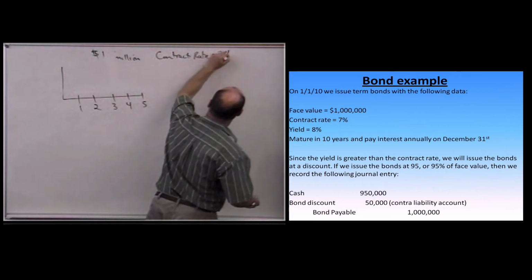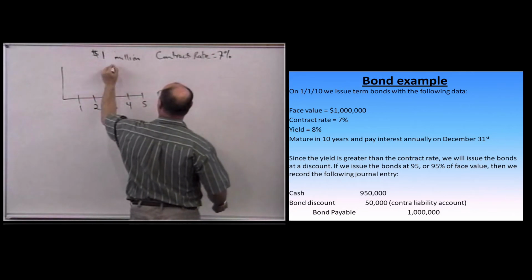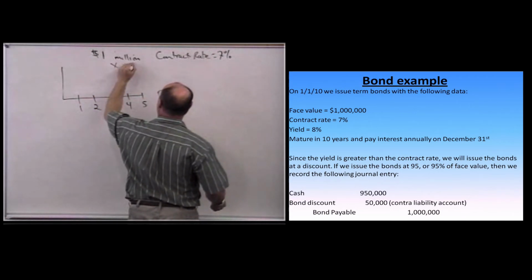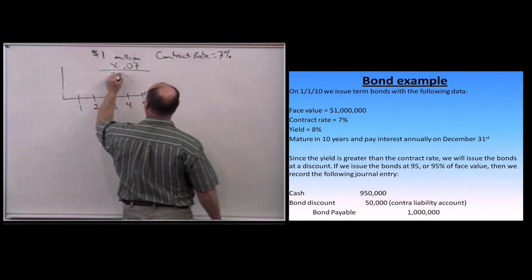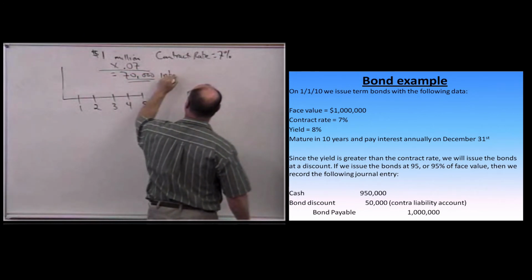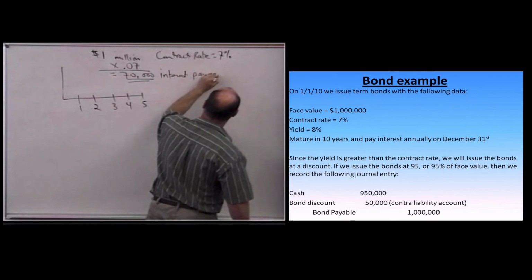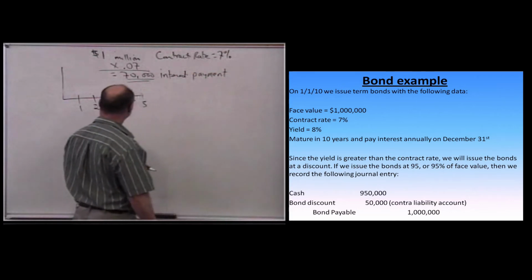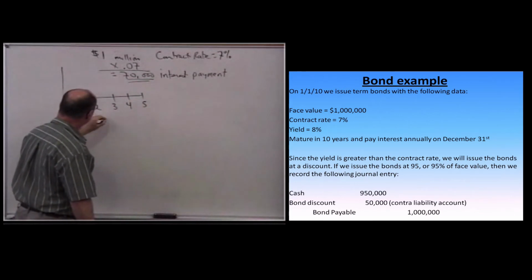The rate is 7%, so the interest payment is 1 million times 0.07, and that is $70,000. So each year, I'm going to pay my bondholders $70,000. Okay? So each year I pay $70,000.